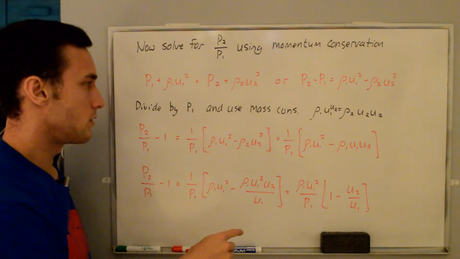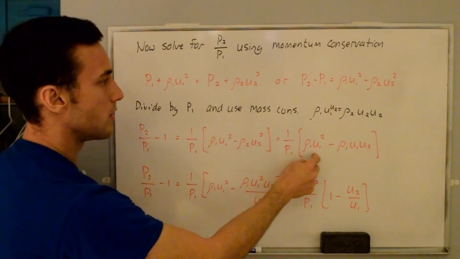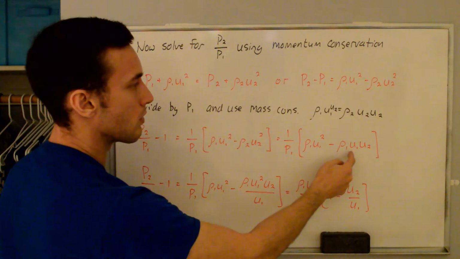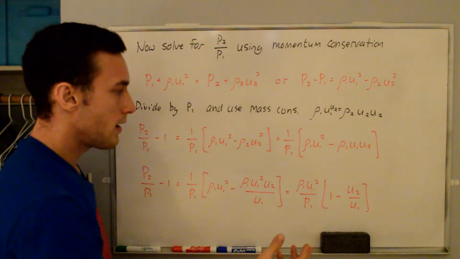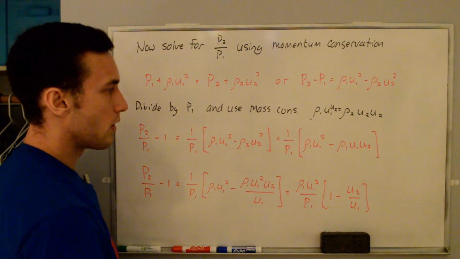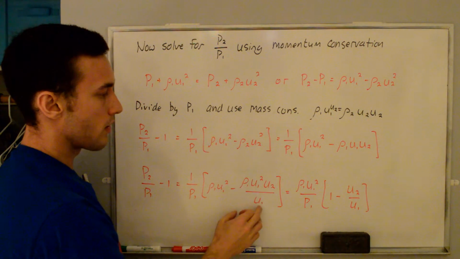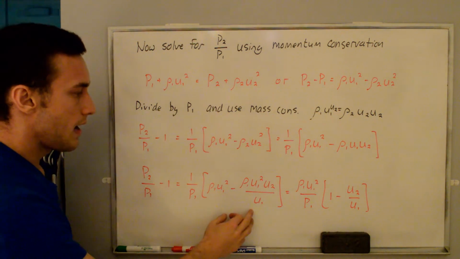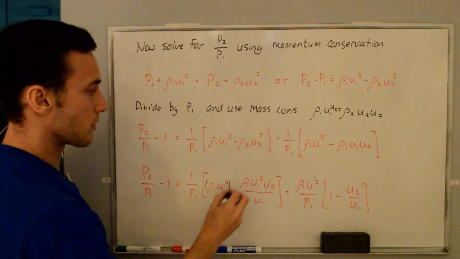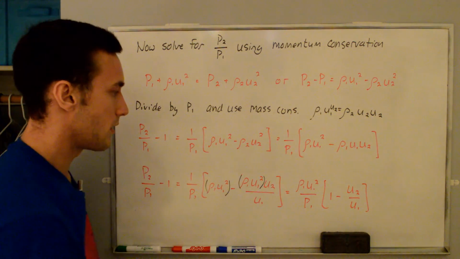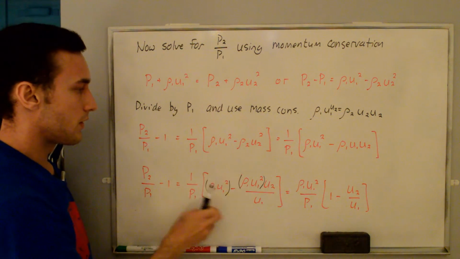And now what I want to do is take out this rho 1 u1 squared term, but on this side I only have rho 1 u1. So I'm going to multiply this right here by 1, which we can call u1 over u1, which is why we end up with u1 squared over u1 in this term here. And now you'll note that we have this rho 1 u1 squared term here, and the rho 1 u1 squared term here that we can pull out of this parentheses here.